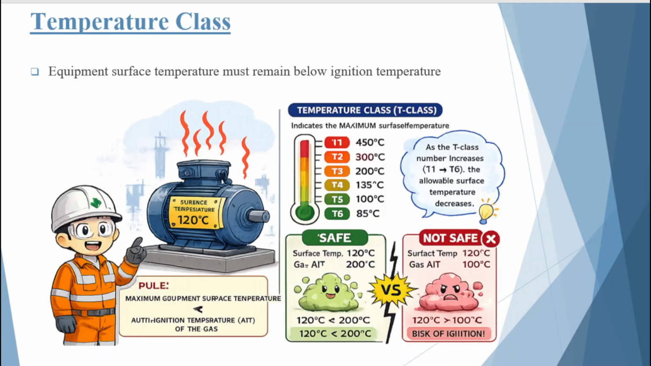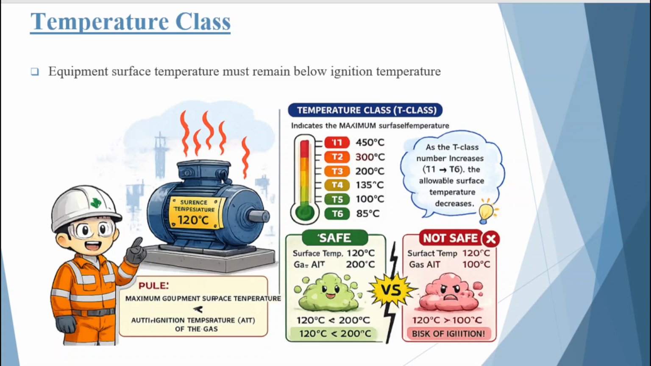So far, we've learned about hazardous zones and gas groups. The next important concept is the temperature class. Many people assume that a spark or an open flame is always required to ignite a flammable gas. However, that's not always the case. If the surface of an electrical device becomes hot enough, it can ignite a flammable gas or vapor without producing any spark at all.